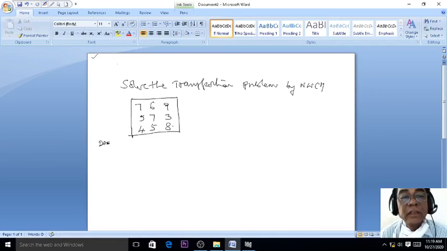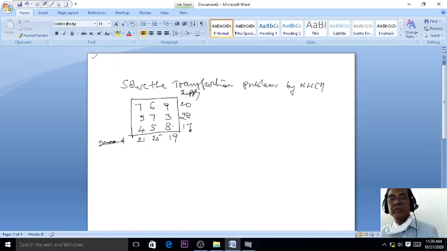Demands are given horizontally, and this is the supply. So this is 21, 25 units, and 19. The supply is 20, 28, and 17. The problem is given like this.